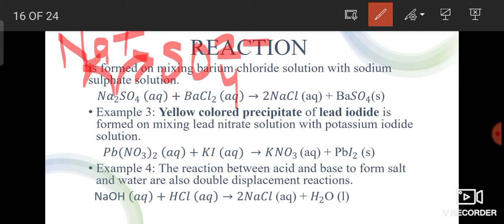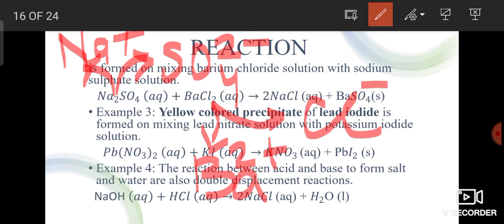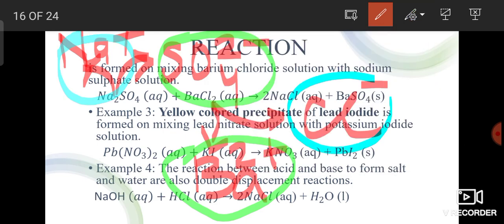Next is dissociation of barium chloride, which will also take place. So barium ion will be there, which is Ba2+, and the other one is chloride ion, which is Cl-. Now what happens? Again exchange of ions will take place. So barium ion will combine with sulfate ion, and sodium ion will combine with chloride ion. So when sodium ion combines with chloride ion, the product that you will get is sodium chloride, and the other product will be barium sulfate.